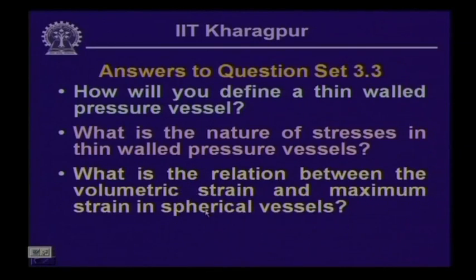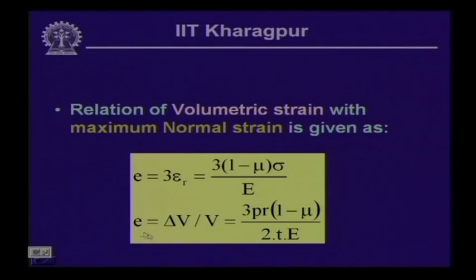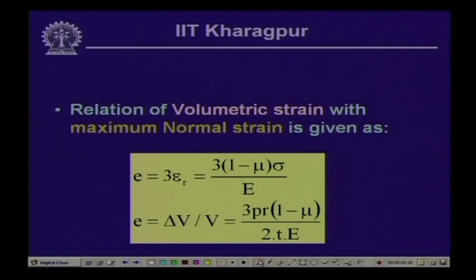Now, the last question which is posed is, what is the relation between the volumetric strain and maximum strain in spherical vessels? Now, let us look into this in light of the discussions which we had in relation to the derivation of the strain. You remember that the volumetric strain E we had defined as the change in the volume to the original volume, which is defined here as E equals delta V by V.